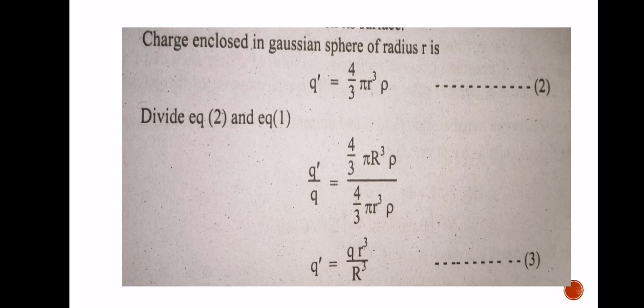Now we have to calculate the charge enclosed in the Gaussian surface of radius r. You simply replace q with q prime to differentiate it from the charge of the total sphere, that is q prime is equal to 4 by 3 pi r cube, that is small r cube, into rho. Okay, now divide equation 2 by equation 1. The resultant equation will be q prime is equal to Q into r cube over R cube, that is small r cube over capital R cube.